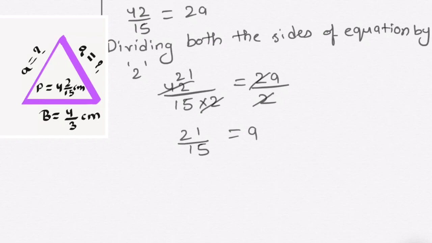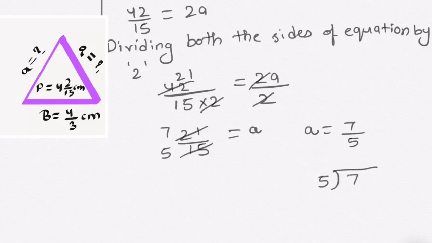21 upon 15. Again we can divide with the help of 3's table. 3 7s are 21. 3 5s are 15. So we have the value of a as 7 upon 5. Now this improper fraction we can convert it into mixed fraction. Onto the RHS side. Now 5 is the divisor, 7 is the dividend. 5 ones are 5. 5 subtracted from 7 is 2. We have the quotient as 1, remainder as 2 and 5 as a divisor.